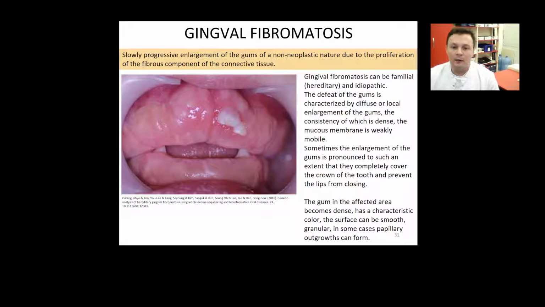Fibromatosis of the gum can spread to the mucous membrane of the hard palate and the mucous membrane of the floor of the mouth. The gum in the affected area becomes dense and has a characteristic color. The surface can be smooth or granular. In some cases, papillary outgrowths can form.